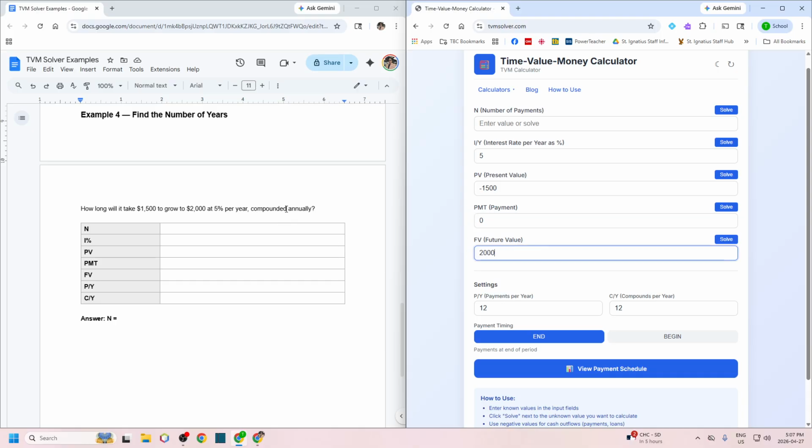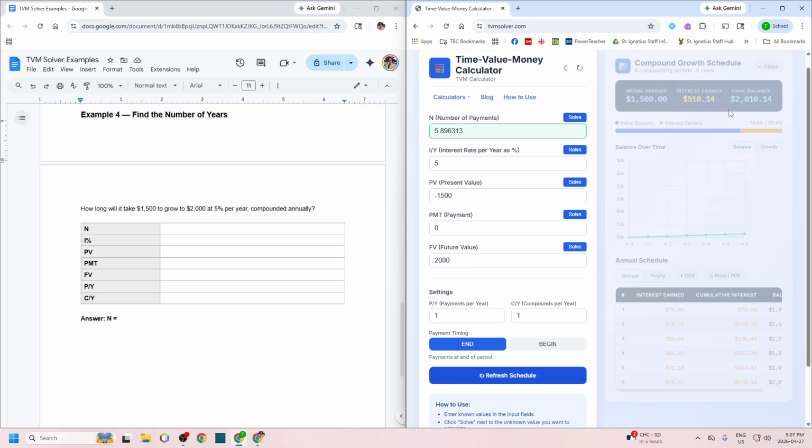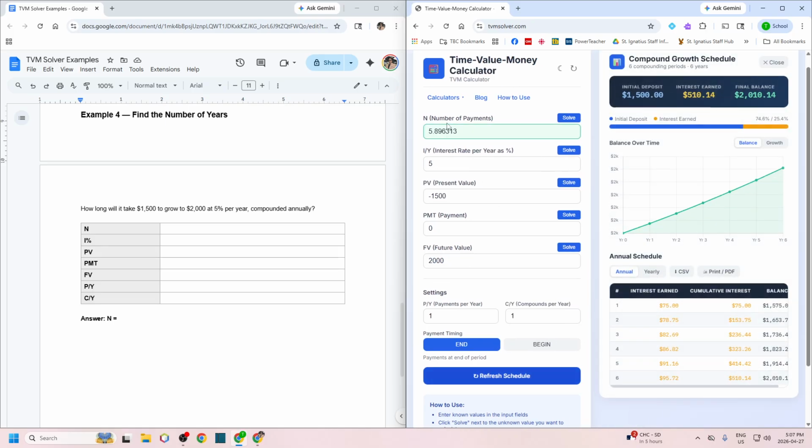And it tells us this is compounding annually. Compounding annually means once per year. So let's change this 1 and 1, and then let's solve for N. And there we go. Okay, so this N tells me that there are 5.9 compounds, basically.